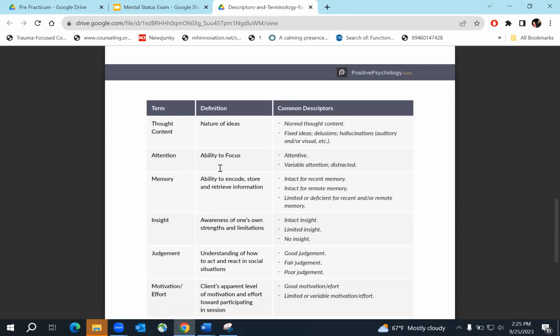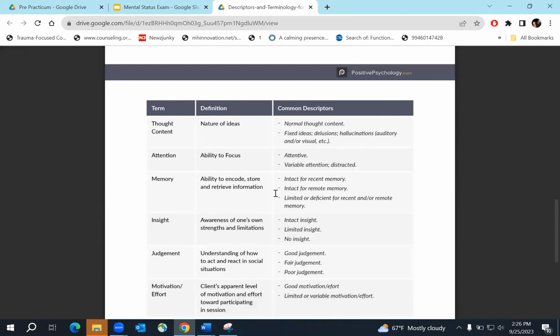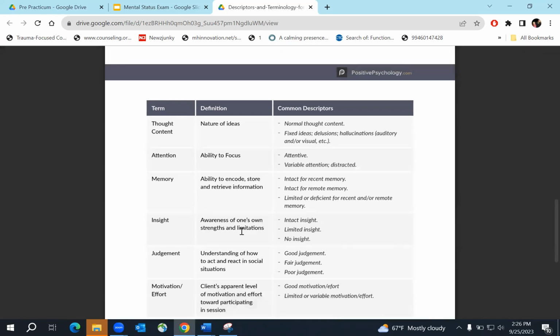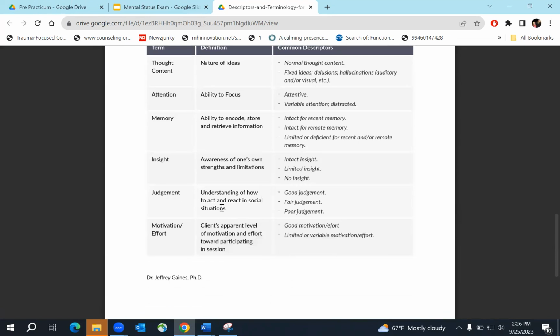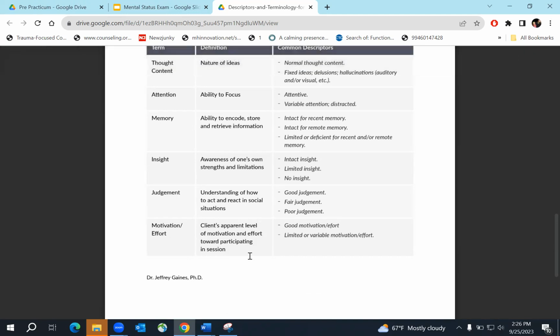Their attention is their ability to focus. Are they attentive or are they distracted? Their memory is their ability to encode, store, and retrieve information. Their insight is the awareness of their own strengths and limitations. And their judgment is understanding how to act and react in social situations, so good, fair, poor. And their motivation and effort is their level of motivation towards participating in the session. So did they have good motivation, or did they have limited or variable motivation?